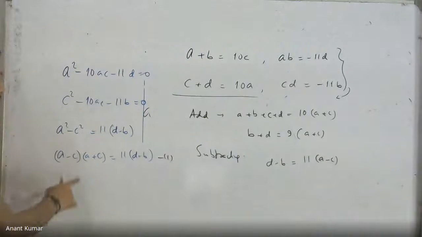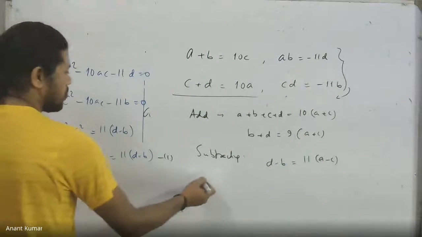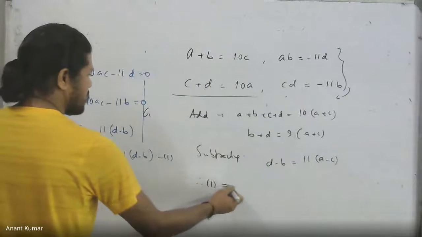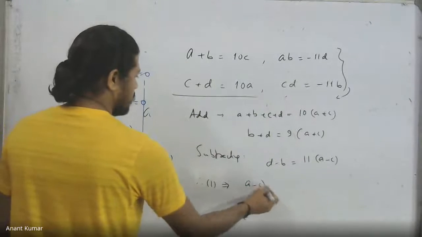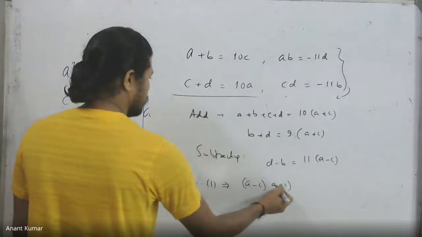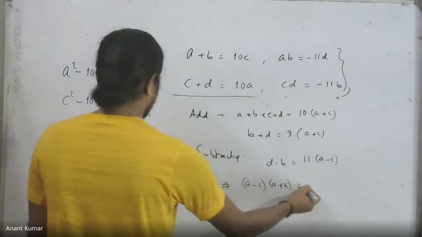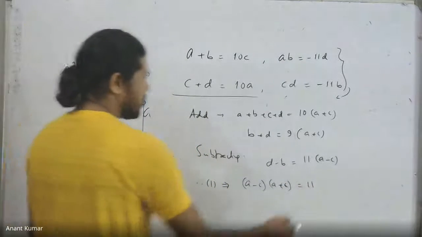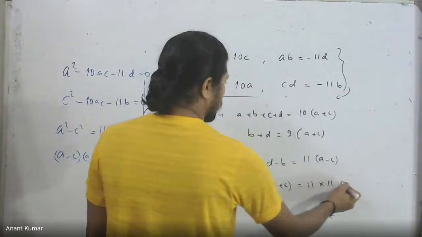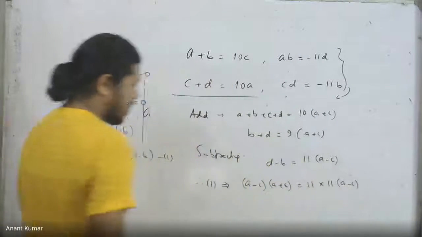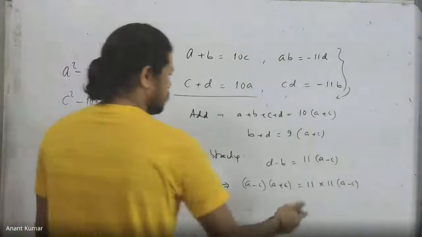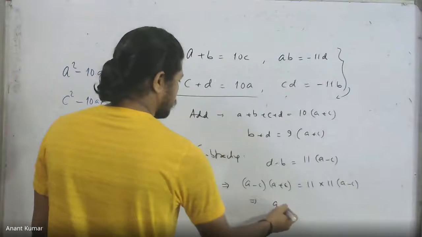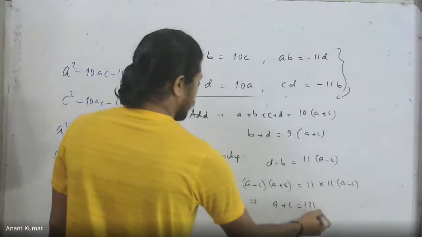And these relations I put in this expression 1. So therefore 1 implies A minus C into A plus C equal to 11 times D minus B, giving us 121 into A minus C. I'm assuming that A and C are not equal over there. Obviously, if A and C are equal, then all the roots are the same in fact. This one gives us A plus C as 121.